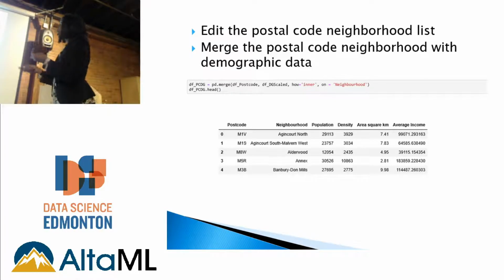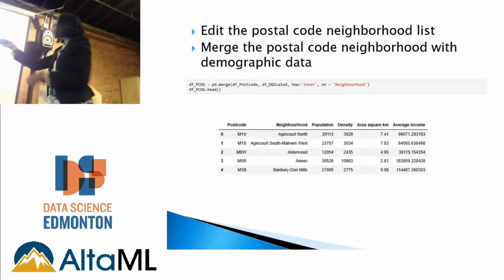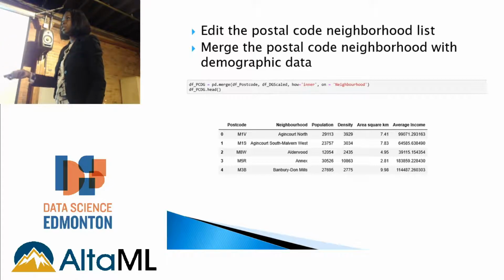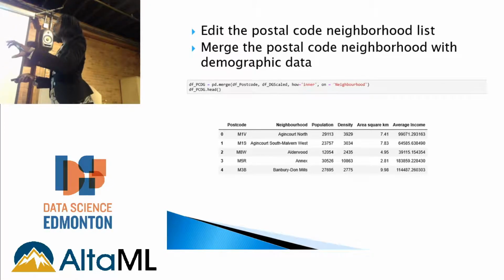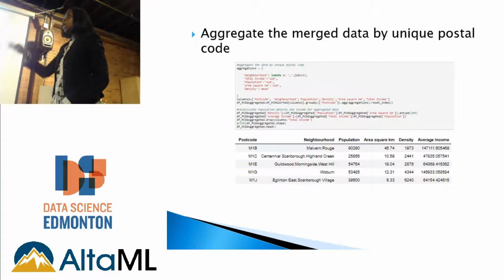So at this point, you see the three call letters. Even here in Edmonton, you can have several neighborhoods sharing those. In this case, we want the postal code to be unique because we're going to retrieve information on those postal codes. To do that, we have to aggregate data in such a way that we have unique postal codes.